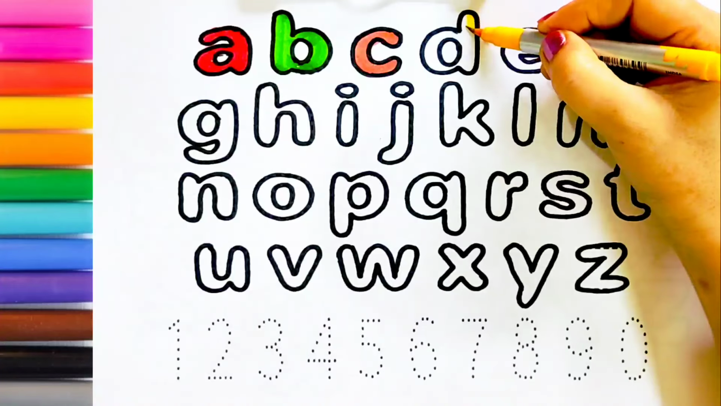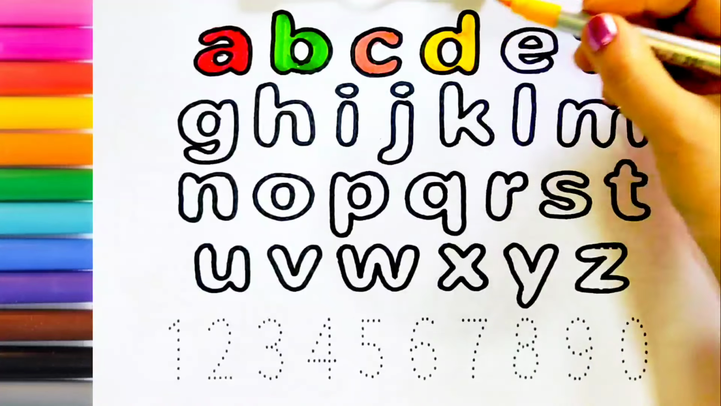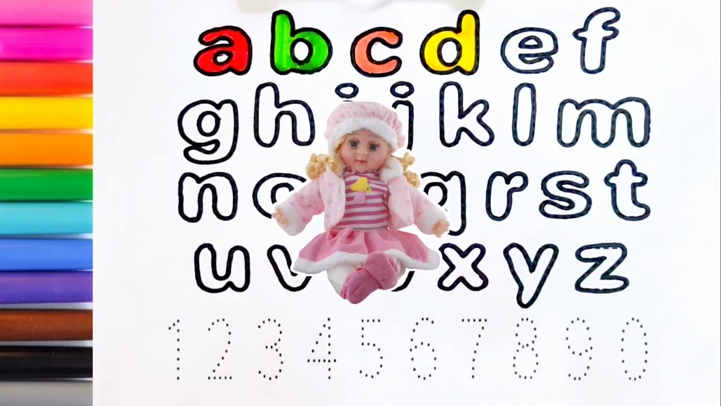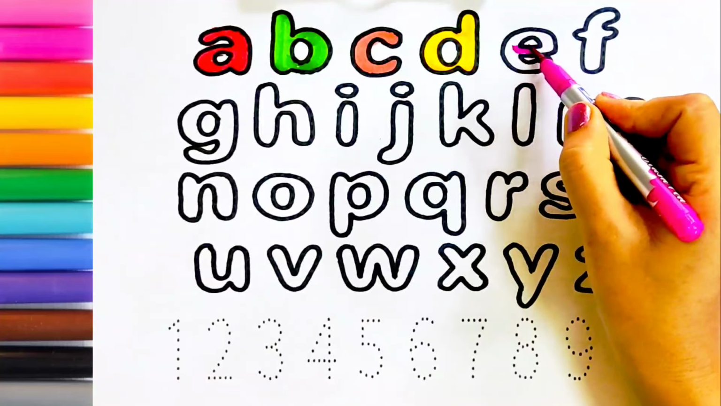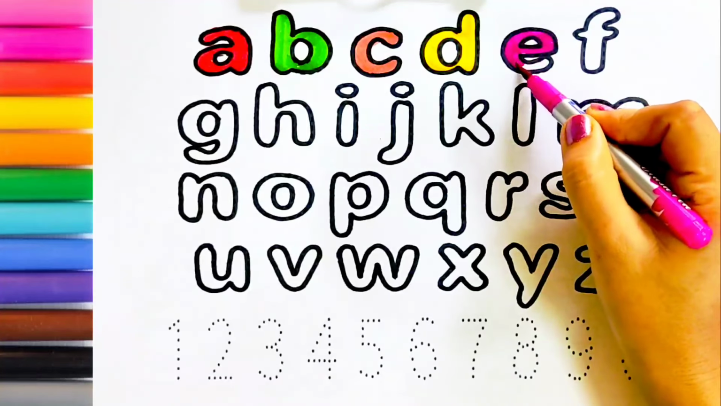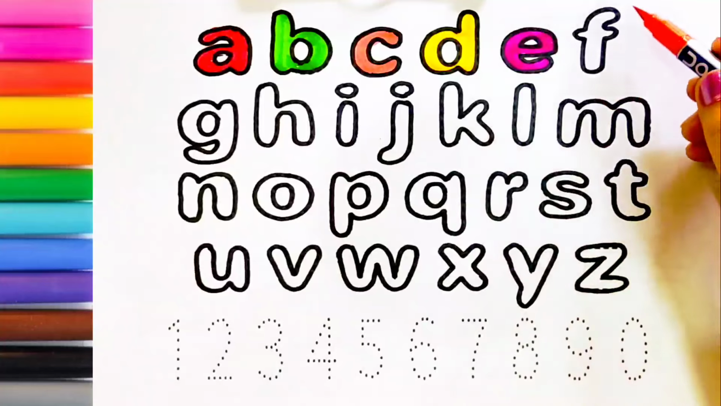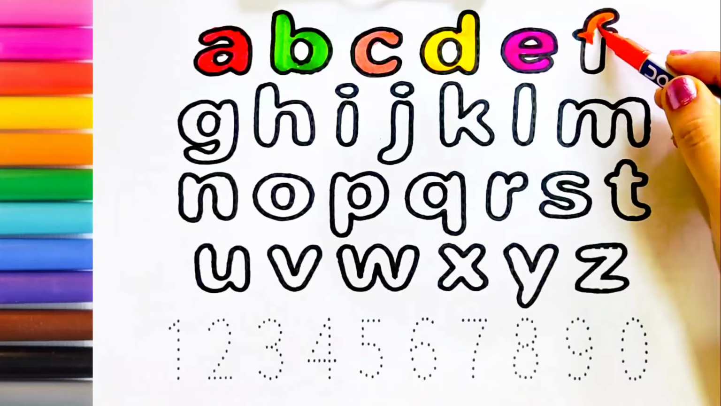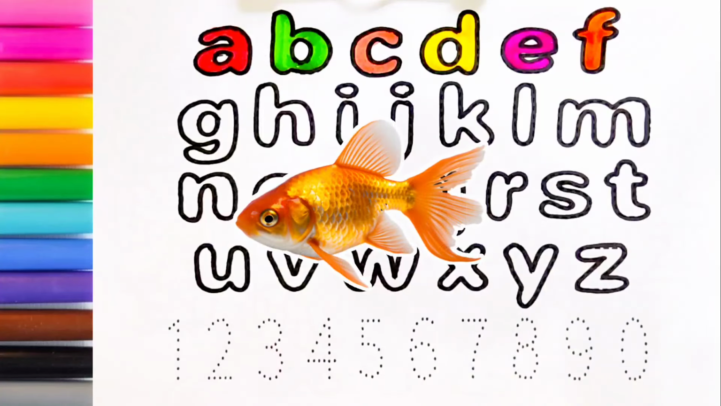Yellow color D. D for doll. Pink color E. E for egg. Orange color F. F for fish.